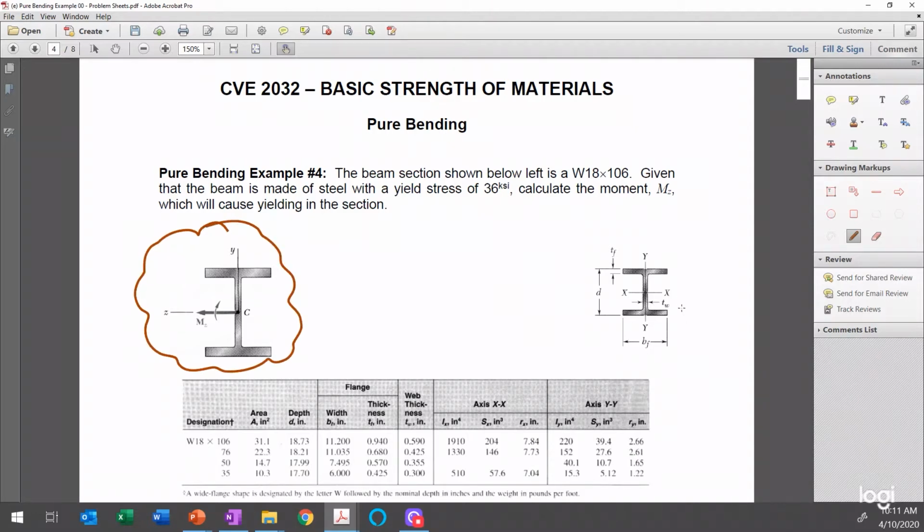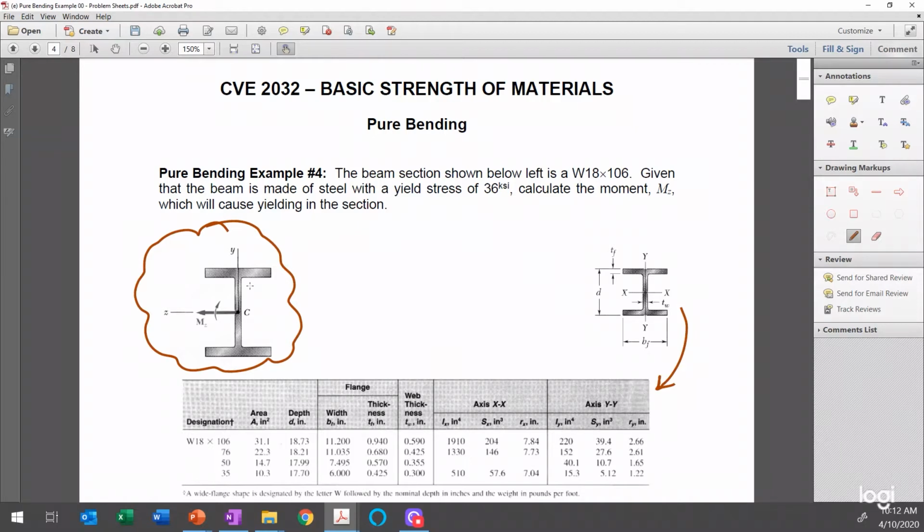This section over here that's shown on the right is the section that corresponds to the tabulated properties in the back of the textbook. The reason I want to point that out to you is that the axes are different. In the section on the left, we have a y-axis vertical, but the horizontal axis in the cross-section of the beam is the z-axis, whereas on the right, the horizontal axis in the section of the beam is the x-axis. That can be confusing when you're just getting used to working with these sections, and I just wanted to point that out to you.